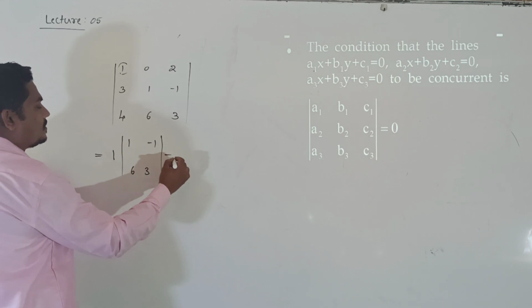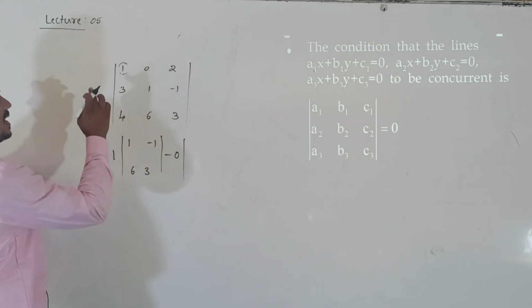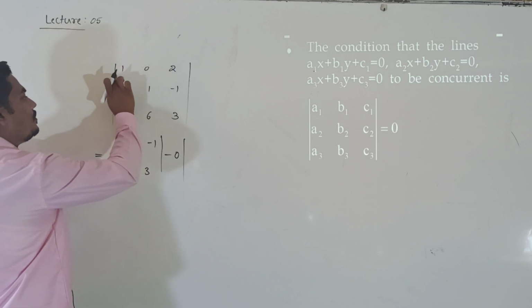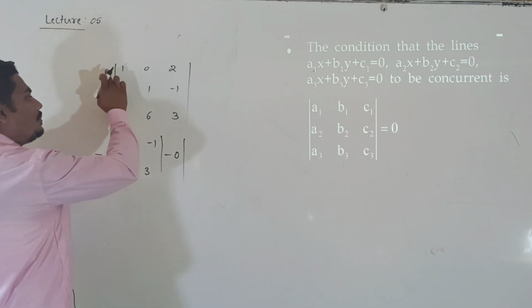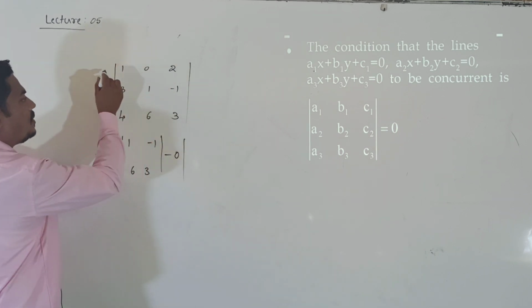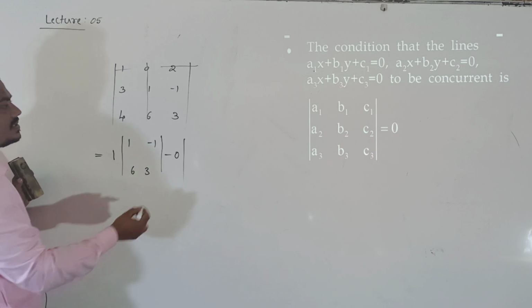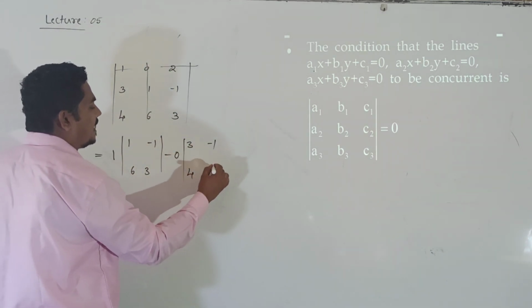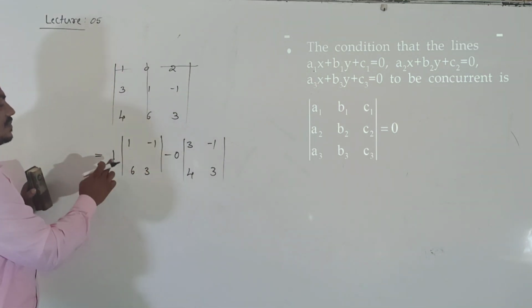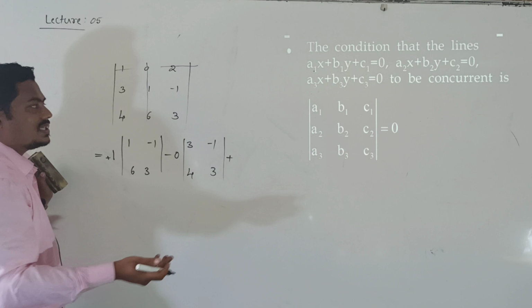Then minus 0 into... what is the position of element 0? It is in the first row and second column. Delete the first row and second column. If you delete the first row and second column, what are the remaining elements? 3, minus 1, 4, 3. The signs alternate: plus, minus. The first term is positive, the next negative, the next positive, alternating plus minus.